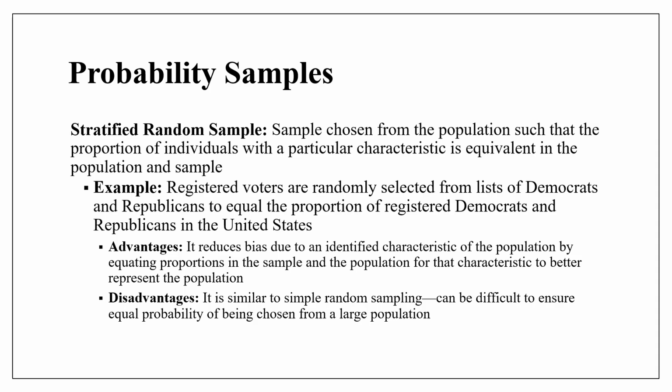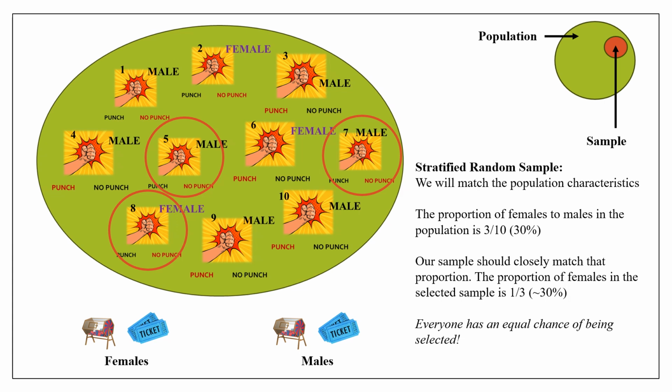Now, the advantages of this is that it's going to reduce any kind of biases that are related to these characteristics, but the disadvantages are similar to those of the simple random sampling. We want to give everyone that fits the population an equal chance of participating, but it's hard to really give everyone an equal chance when we're dealing with a really large population. Here we have a visual representation of how this would work.